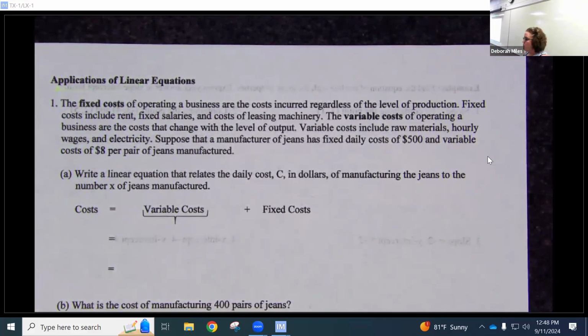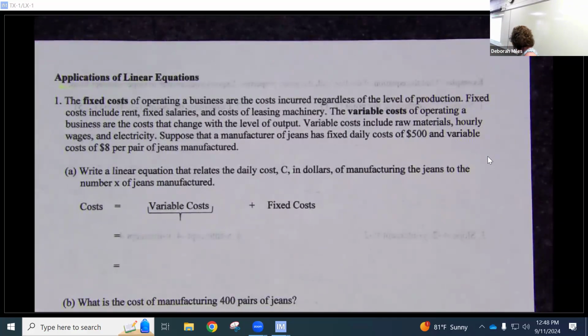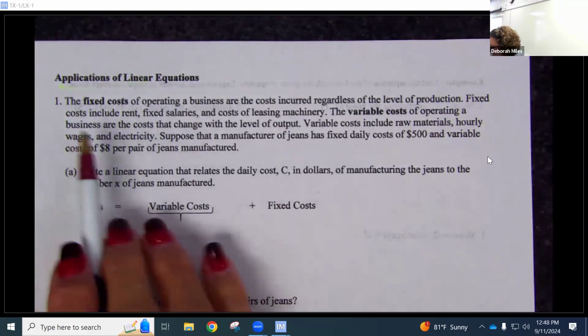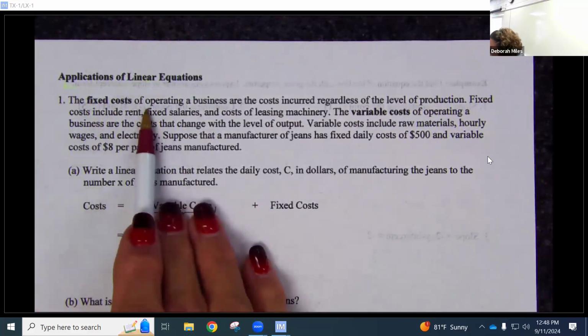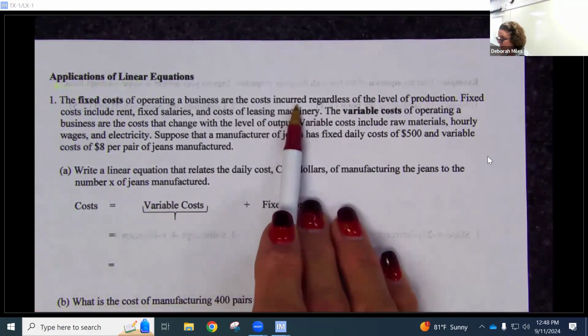All right. Like I said, to find the equation of a line, you either have to be given a point and a slope, or you have to be given 2 points. So read each problem and figure out what it is that you're given. Number 1, the fixed cost of a business are the costs incurred regardless of level of production.